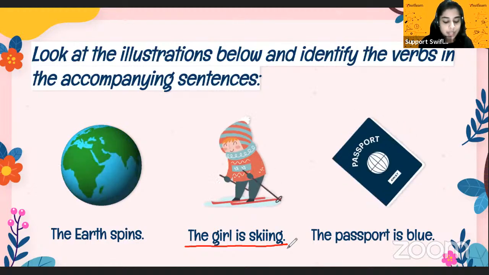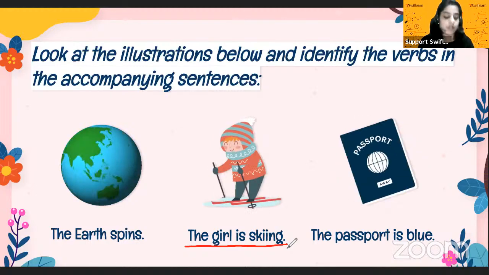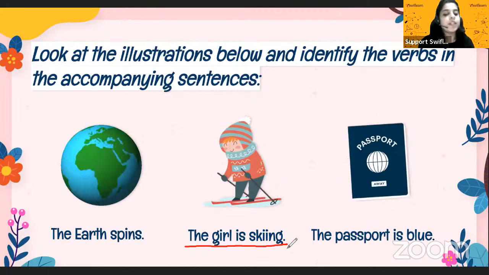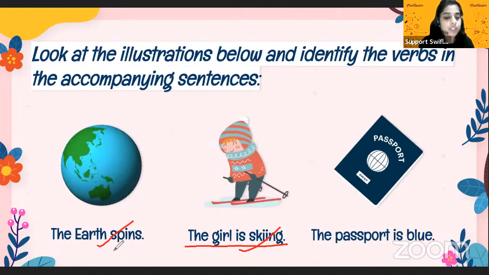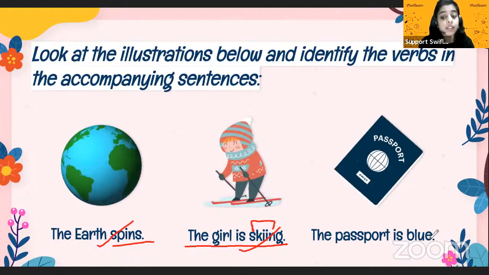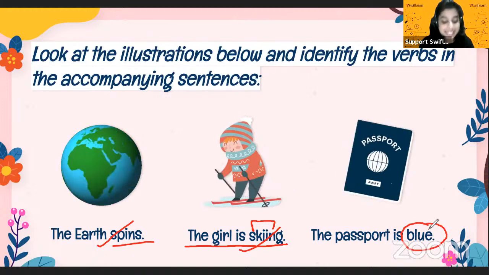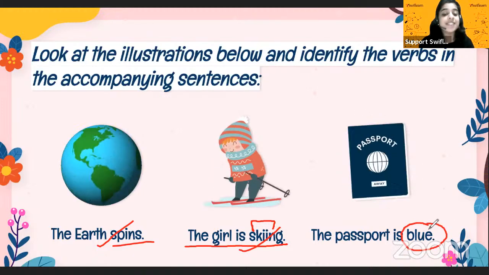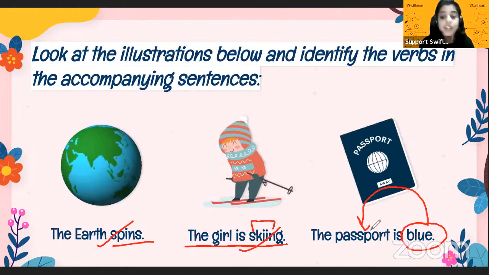Spins. Shreya Jain is the first one to answer. And she's saying spins, skiing, blue. Shreya Jain, you are absolutely correct in the first and the second sentence. In the first one, spins is the verb. In the second one, skiing is the verb. But in the third one, the passport is blue. Blue is not the verb. It is an adjective. It is a describing word. It is telling how the passport is.